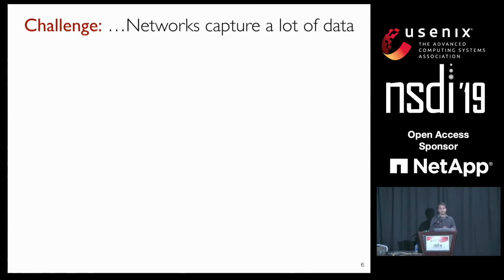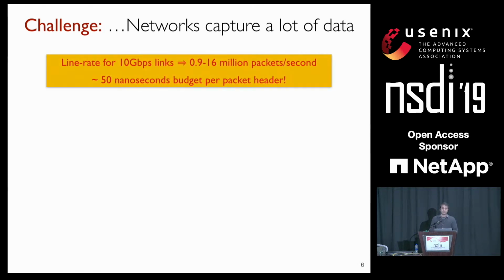Now, the same opportunity from before, unfortunately, is also the biggest hindrance, or the biggest challenge, in designing the end-host stacks. Capturing line rate on even a 10 gigabit link can translate to capturing over 16 million packets per second, which gives you a mere budget of 50 nanoseconds for processing a single packet header, even with all of that rich telemetry data that's embedded within it.